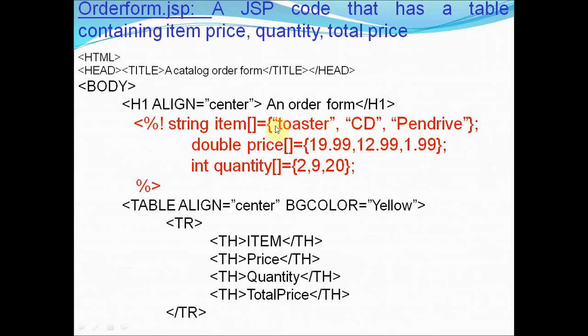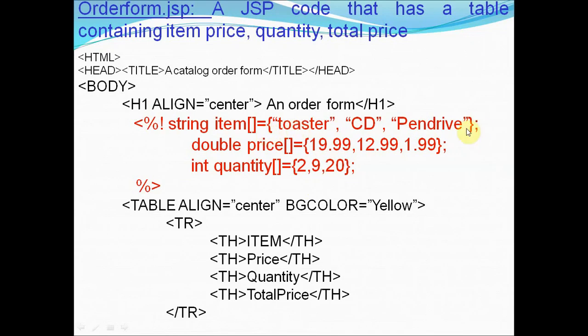So we have taken an array of item where we have stored three items and accordingly their three prices: 19.99 is the price of toaster, 12.99 is the price of CD, and 1.99 is the price of pen drive, and accordingly their quantity. So we are buying 2 toaster and 9 CD and 20 pen drive. We have separated them by commas. Every statement will be closed by the semicolon and curly bracket.